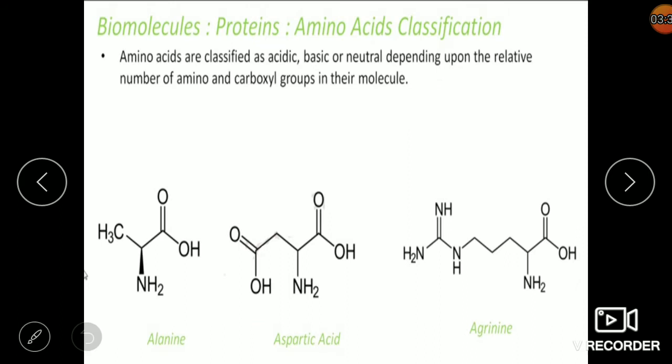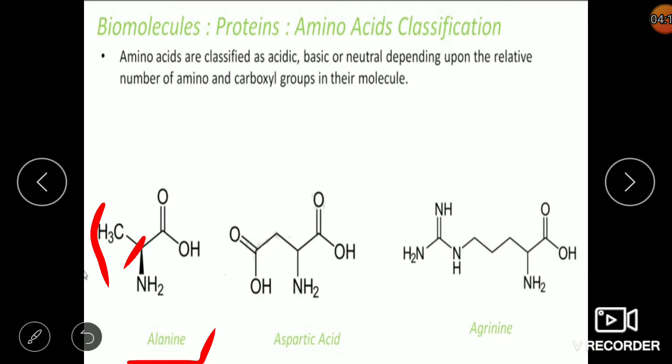Next we'll see the amino acid classification. Amino acids are classified as acidic, basic or neutral depending on the relative number of amino and carboxylic groups present in the molecule. This is an example of alanine. Do remember the simplest amino acid is glycine, where the R group is hydrogen. In alanine the R group is CH3, a methyl group attached. This is the carbon center.